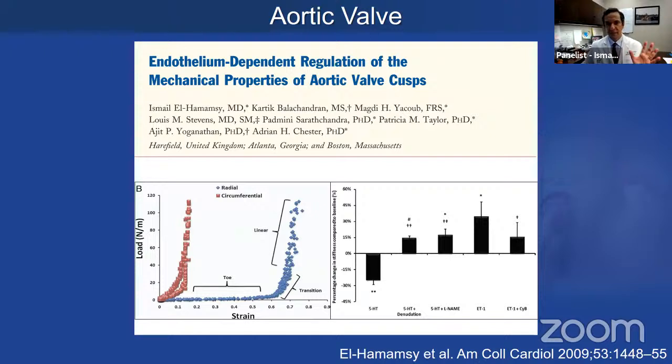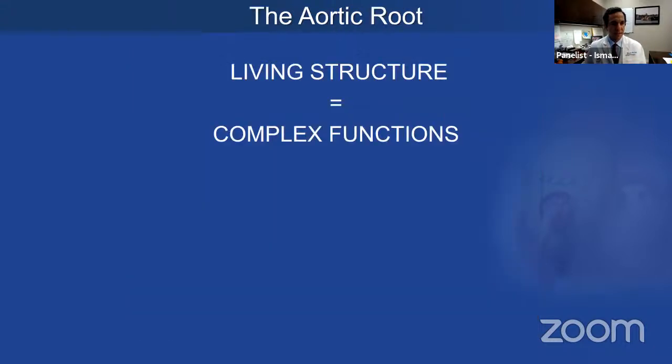Again, all of this is just to highlight the fact that aortic valve leaflets and the aortic root are not a passive structure. It is a living, adaptive, and very dynamic structure that is very important for many functions around the heart during the cardiac cycle.